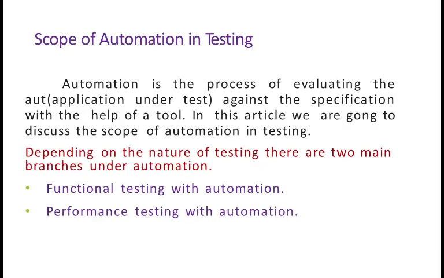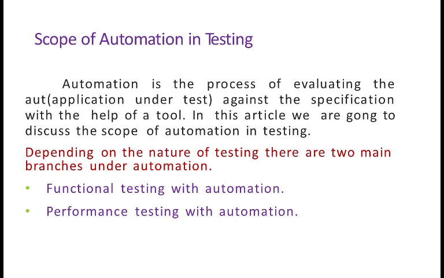And what is the scope of automation in testing? Generally, what scope is available? Previously we discussed the scope of automation. So this is the scope for automation in testing. Automation is a process of evaluating the AUT, application under test, against the specification with the help of a tool. In this article, we are going to discuss the scope of automation in testing.